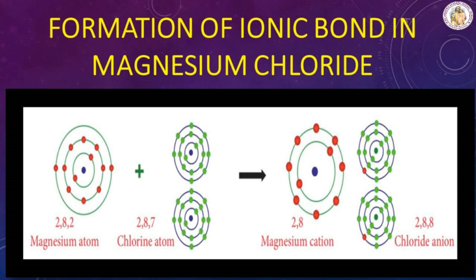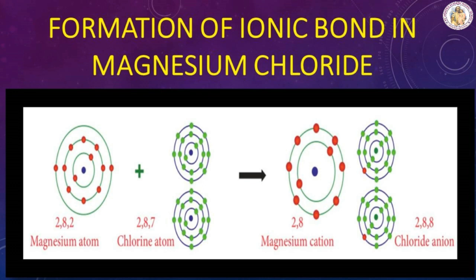So this magnesium atom gives two electrons to the chlorine atoms and forms what? Magnesium cation, that is Mg2+. Why? Because it gives two electrons, one electron to one chlorine atom and another electron to the other chlorine atom. So Mg2+ forms as a magnesium cation.